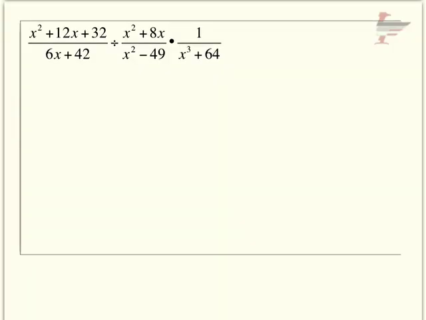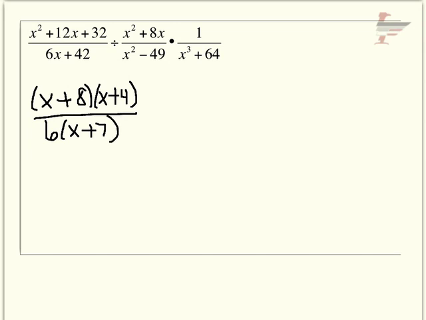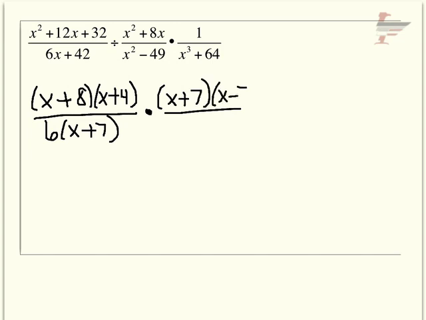Alright, and the last one, the first numerator, I can factor that down to x plus 8 and x plus 4, factors of 32 that add up to 12, and its denominator I can factor out a 6. The second fraction, notice you're dividing, so I'm going to change that to multiply, and be sure to flip this fraction. So this factors down to x plus 7, x minus 7, but it goes in the numerator. And this one I can factor out an x, but it flips to the denominator.